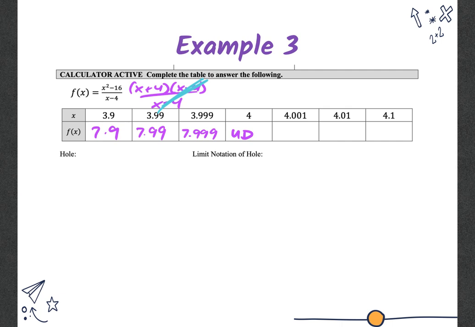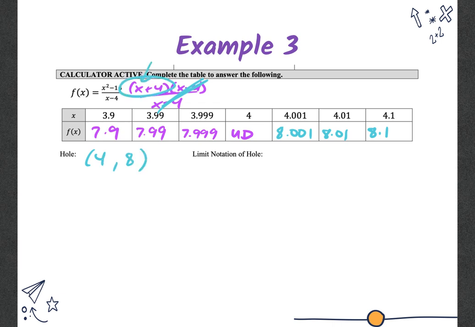Y of 4.001, 8.001, y of 4.01, 8.01, and y of 4.1, 8.1. So the x coordinate of my hole is what? 4. The y I would plug back in here. So 4 plus 4 is 8.